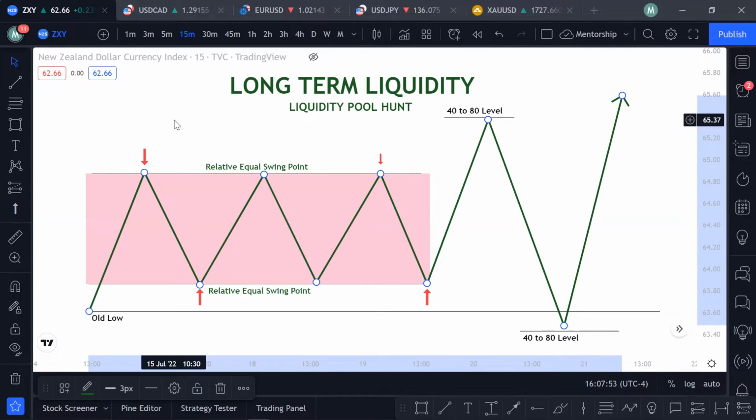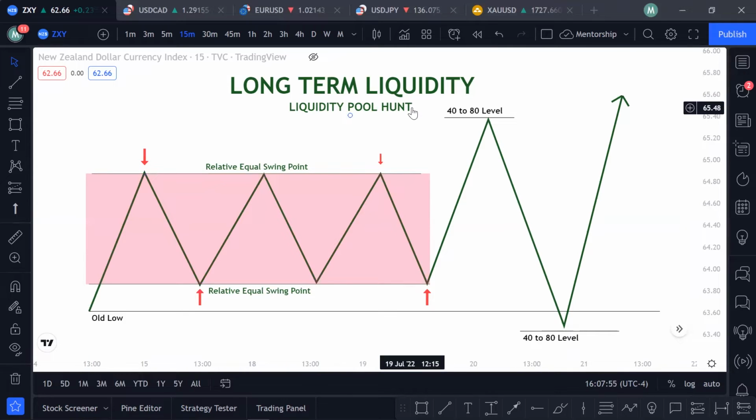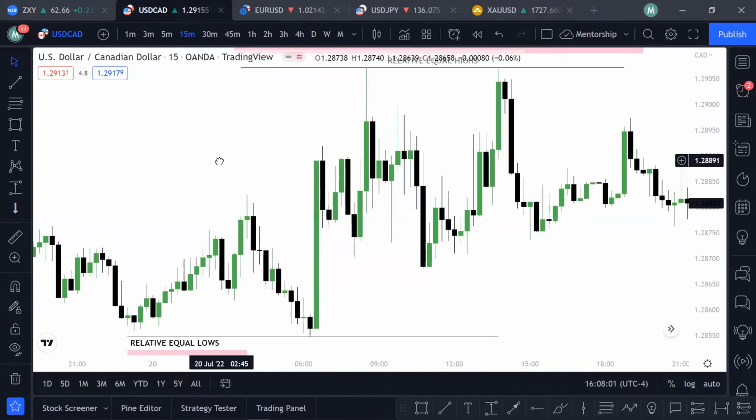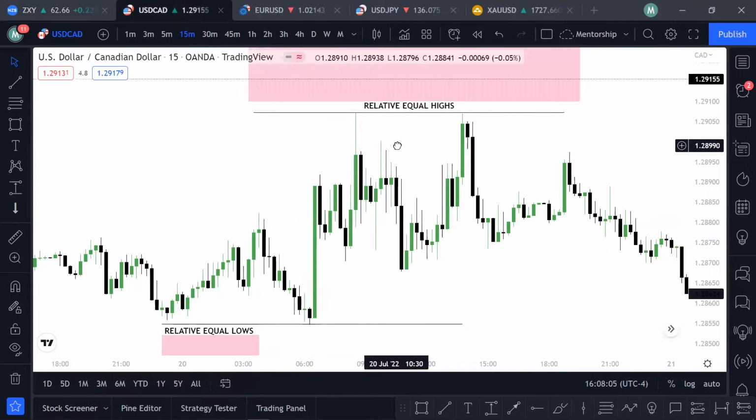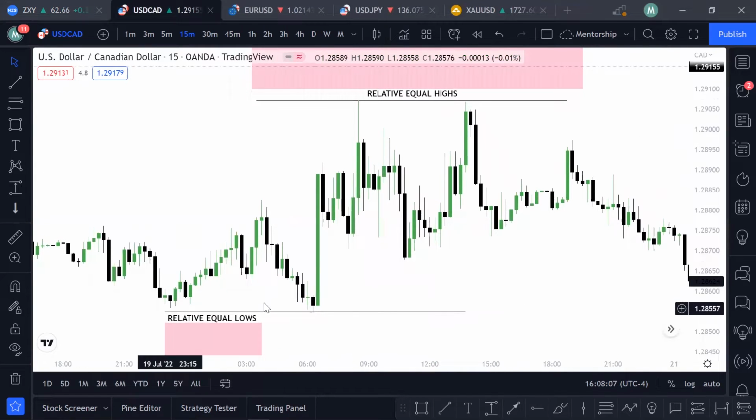So let's jump to a short-term trade. I show this to you first. Let's start with the short-term trade. So let's look at the USD CAD. This is the USD CAD. We have relative equal lows. We also have relative equal highs. Okay, we have relative equal lows and relative equal highs.